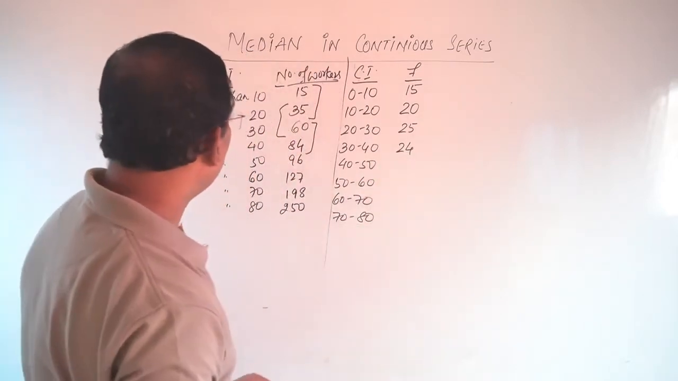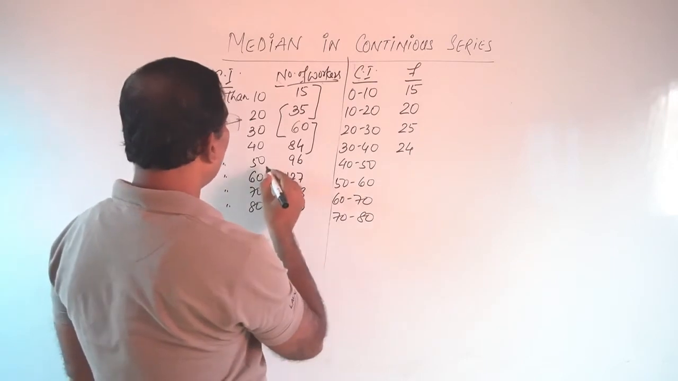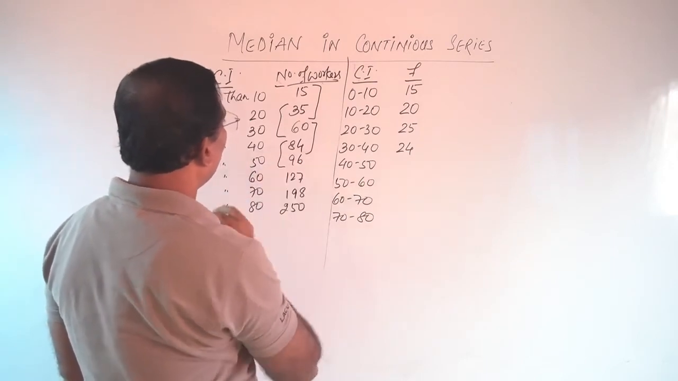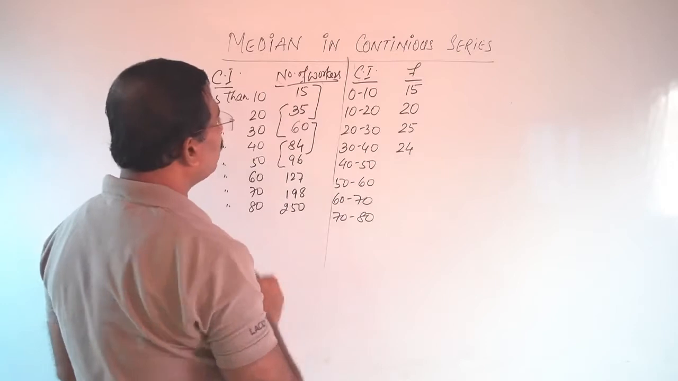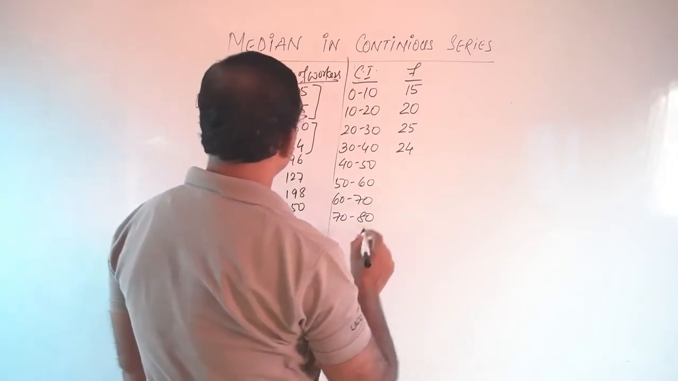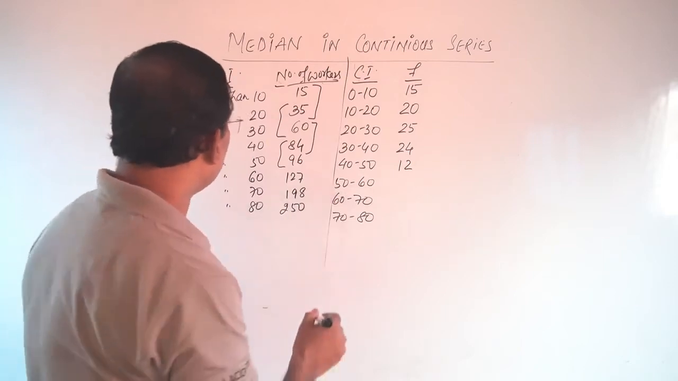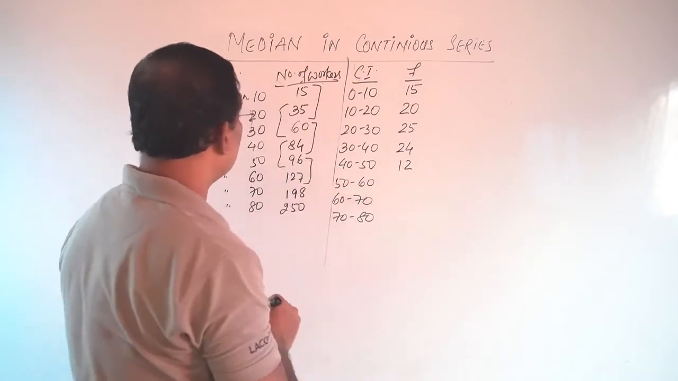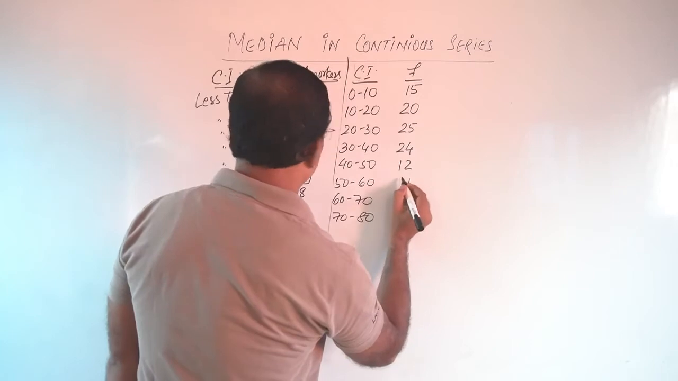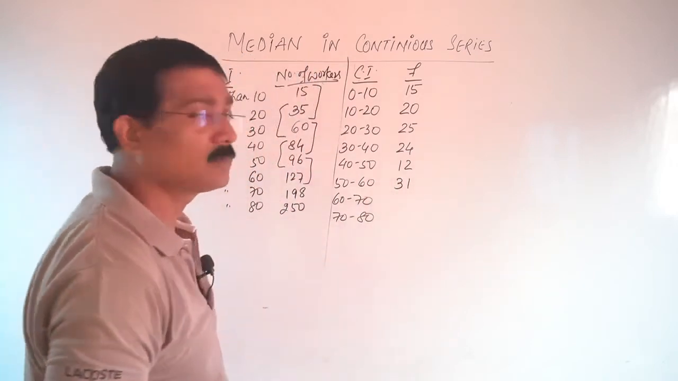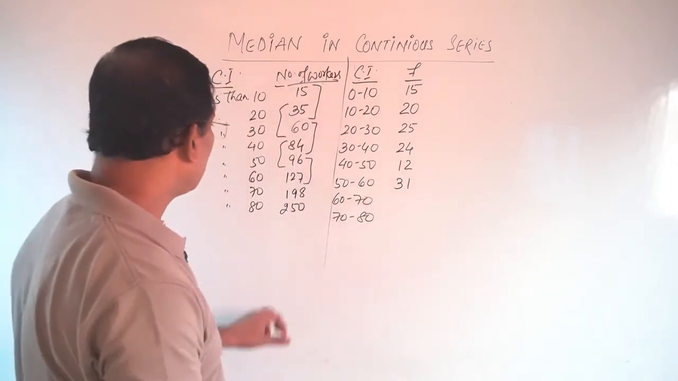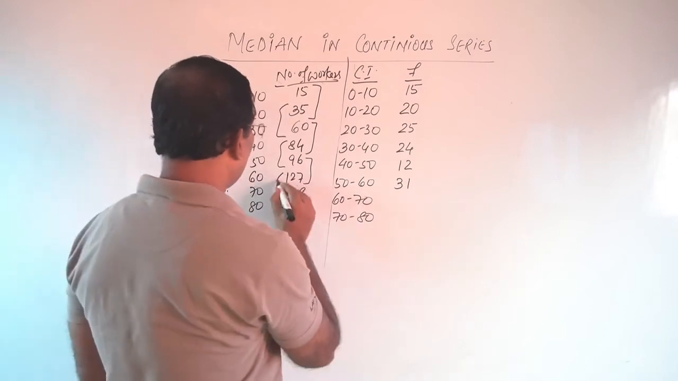24. Next 40 to 50. Here will be 96 minus 84. This will be 12. Next 50 to 60. The difference of this here will be 31. Very clear?